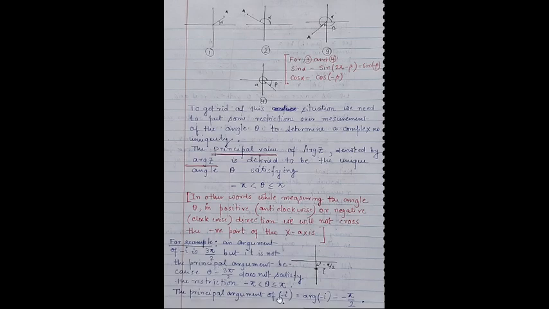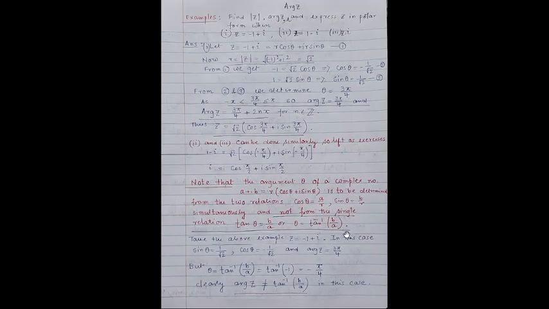R is 1 in this case, and cos minus pi by 2 plus i sin minus pi by 2. That's the polar representation of minus i. Okay, so let's do some more examples for minus 1 plus i, minus 1 minus i, and i.